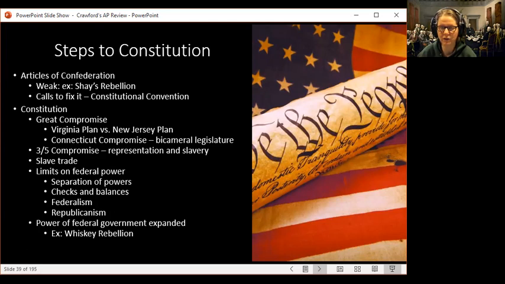And so in the end, they reach a compromise called the Great Compromise, which is we're going to have a bicameral legislature, a two-house. We're going to have a House of Representatives, which is going to be based on population, and we're going to have a Senate, which is going to be equal, 2 votes for every state, no matter how big or how small.